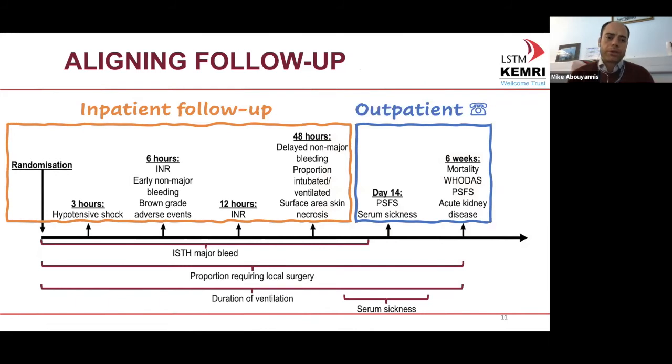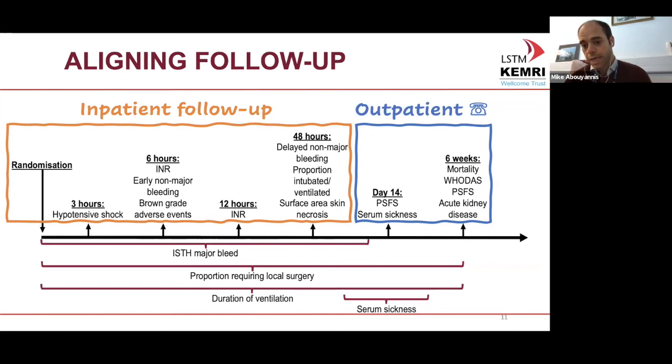So another important thing that the group considered was how to align follow-up time points so that the challenges of measuring additional outcome measures wasn't too great for trialists. And so the majority of the core outcome measures are within this orange box, which all occur within 48 hours of randomization. And therefore, all of these things are very likely to be measured whilst the participant is still in the hospital environment.